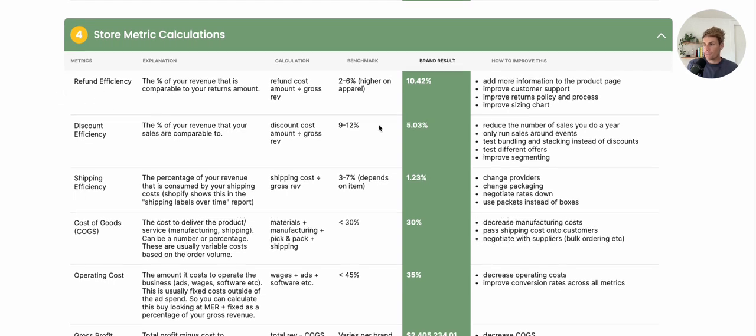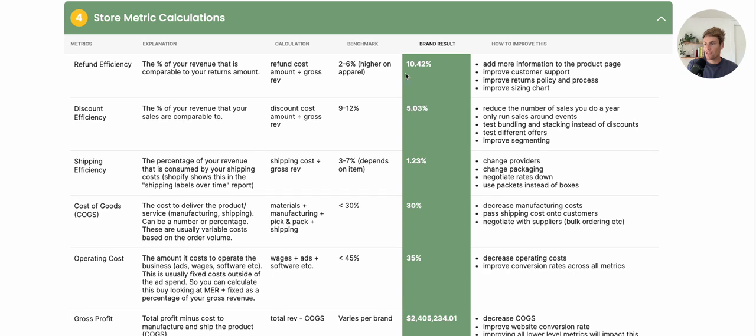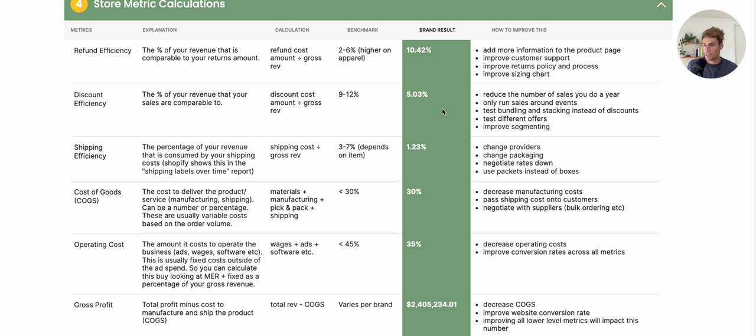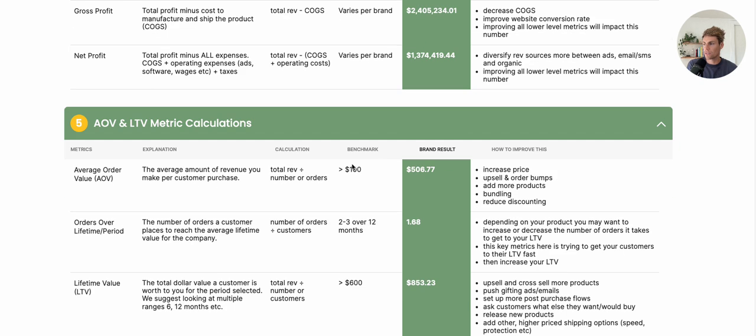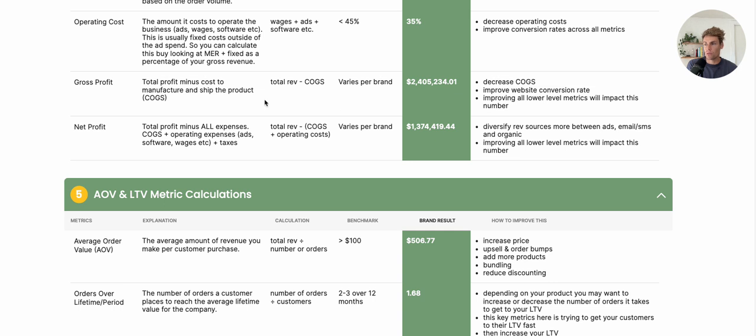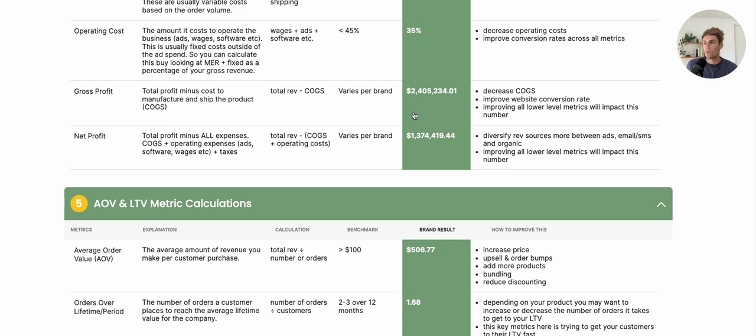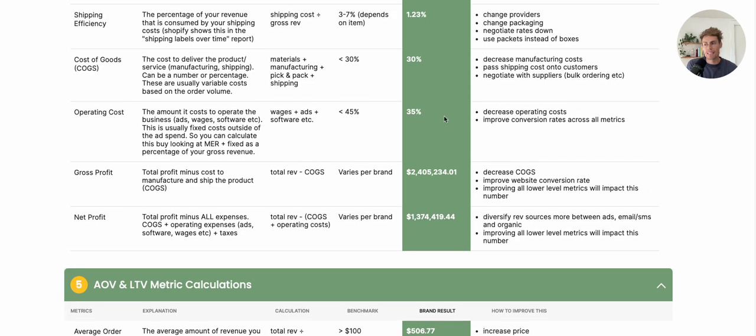Then you've got your refund efficiencies, discount efficiencies. So you can see, refunds are quite high here. So that's a bit of a problem that we'd want to address. Discount efficiency, not discounting too much, which is great. And then you've got your COGs and operating costs. And then this will spit out what your gross profit is and then what your net profit is. You can also edit these to try and get some predictions.